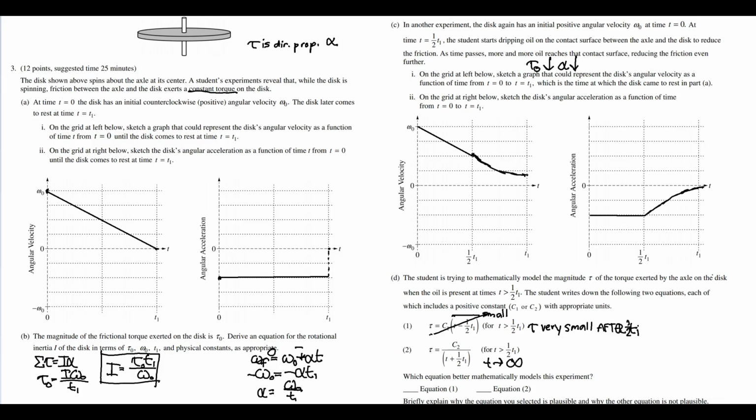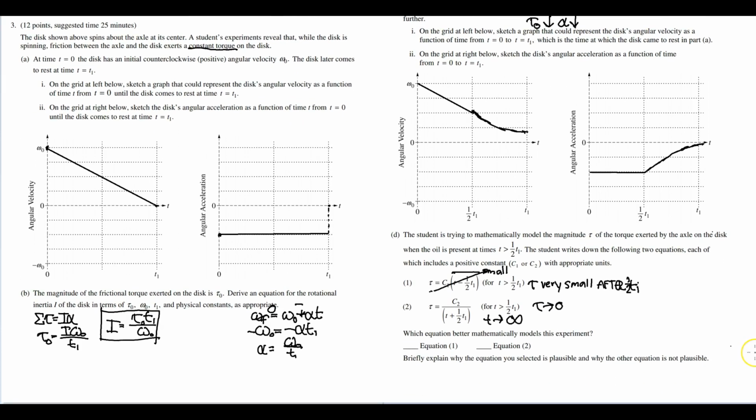It's time. So as time approaches infinity, t will be so huge that half t1 will not even matter anymore. So you have C2 divided by a seemingly huge amount. The torque will start to get closer and closer to 0 as you divide by larger and larger numbers. So torque will approach 0. And that's exactly what it says in the angular acceleration graph. So equation 2 better mathematically models the experiment.